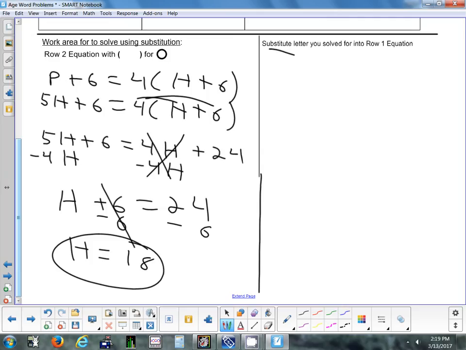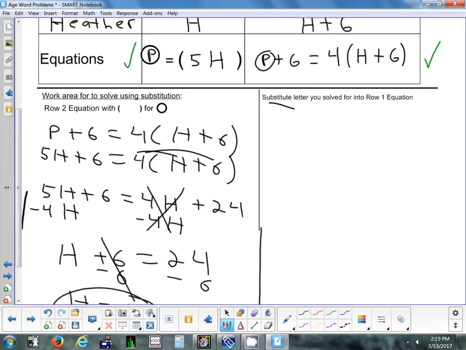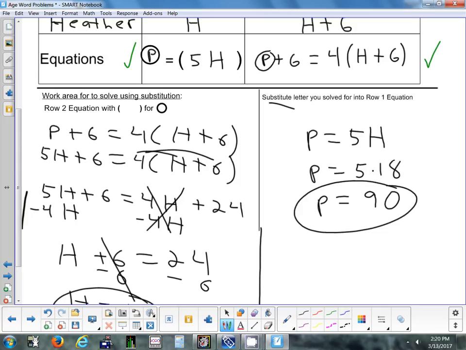And once you get the first person's age, the second one is easy. All we got to do is go back up. Which equation would help me get, who was P again? Pete. How can I get Pete's age? Equation 1 or equation 2? Equation 1, right? Pete's age is already by itself. How old is Heather? 18. So 5 times 18 gives me, might need a calculator. Oh, we know it? Yeah, 90. Pete's 90.